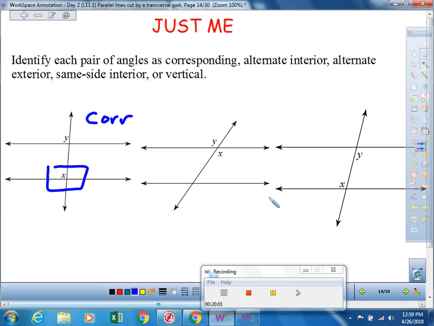Here, I have one in the interior, one in the exterior. So, do they share a vertex? Yes, they share a vertex right here, so these are vertical. And then here, they're both in the interior. Are they on the same side or alternating sides? Alternating sides, so alternate interior. Okay?